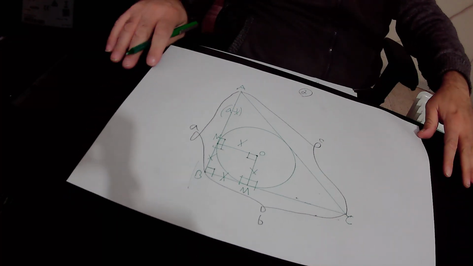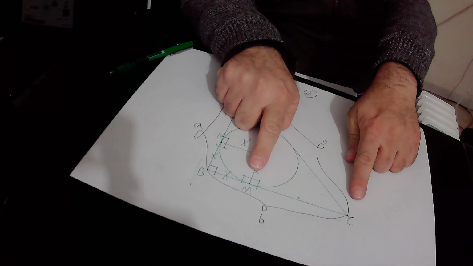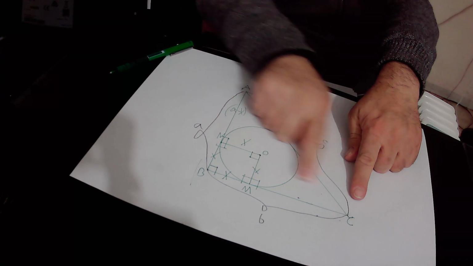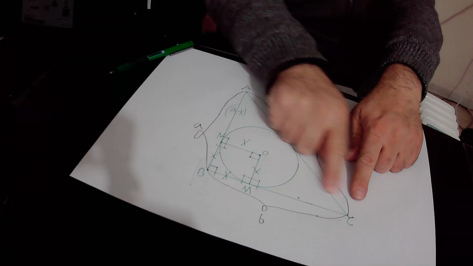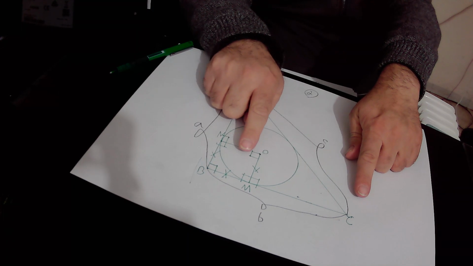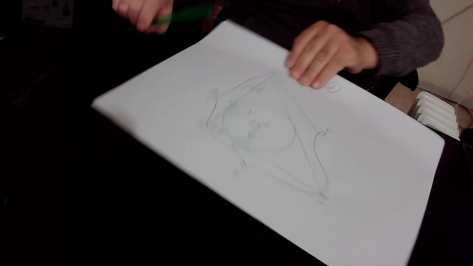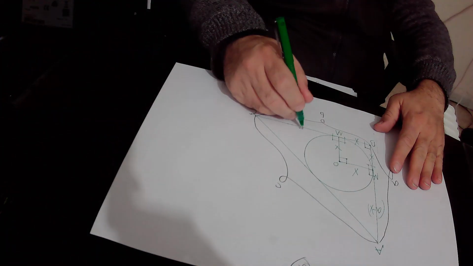Likewise, from the drawing it is very easy to see that the length of line segment CM equals CB minus MB. CB is B and MB is X, so in total CM equals B minus X. So here MC or CM equals B minus X.